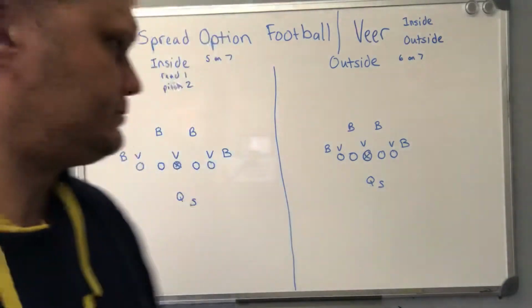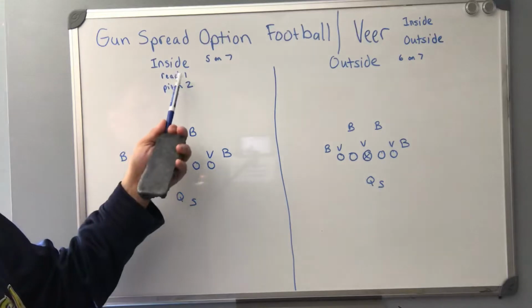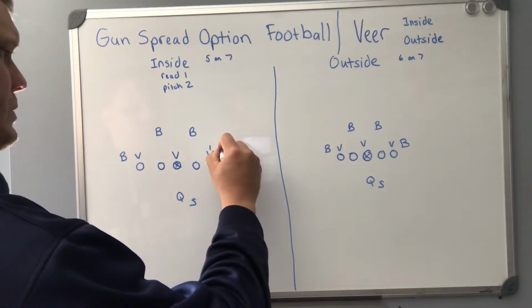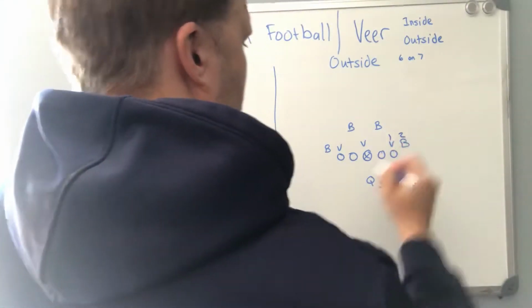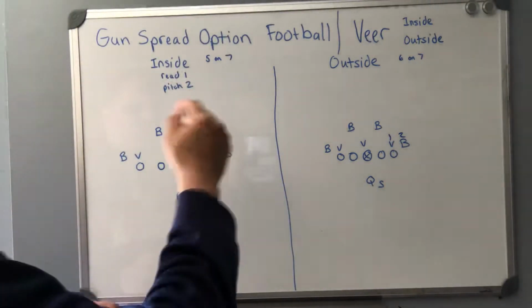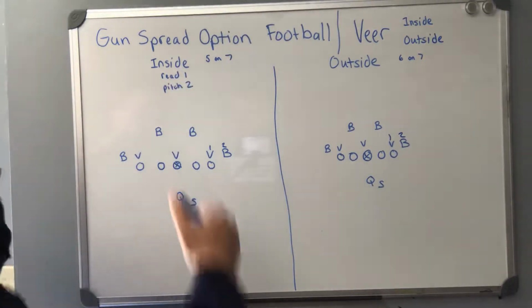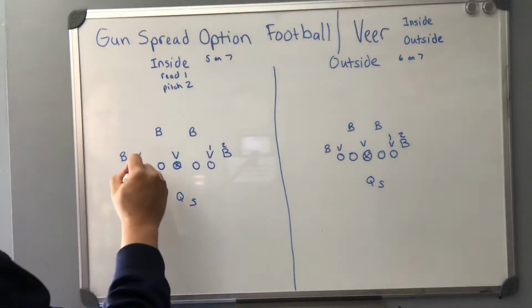So simply against a 3-4, what inside veer allows us to do is we're going to read the one and pitch on the two. Here's the one, here's the two, and now the rules change here on outside veer. Inside veer is a great play because it allows you to have numbers. We can have 5 on 7 and still block everybody.